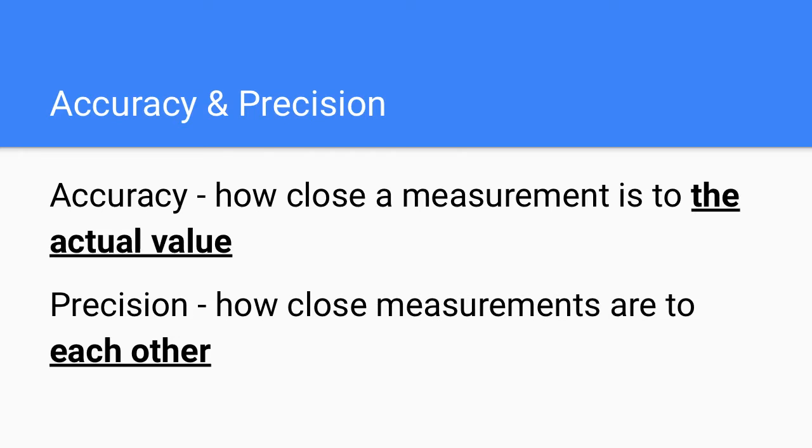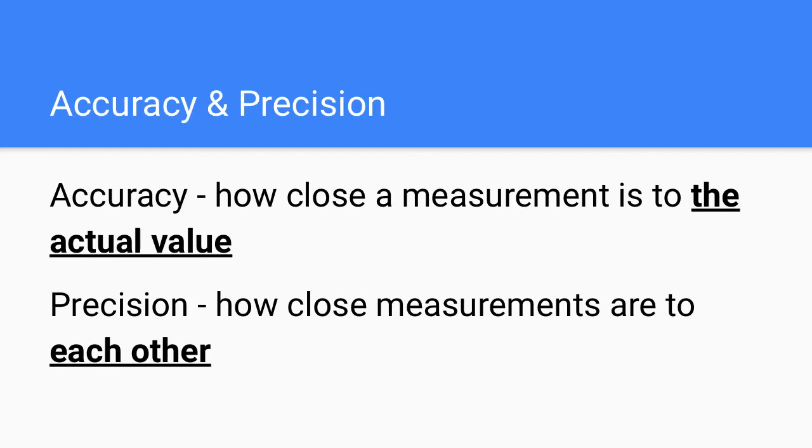Precise or precision is how close measurements are to each other, right? So how close are all of the football fields to each other? And they probably are pretty close in size, right? Probably only off by a couple of centimeters or so. So they're probably fairly precise. So we have accuracy, how close the measurement is to the actual value, and precision, which is how close measurements are to each other.